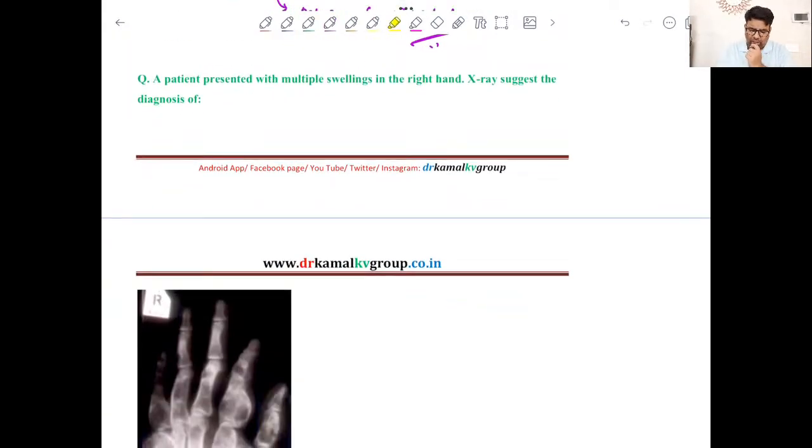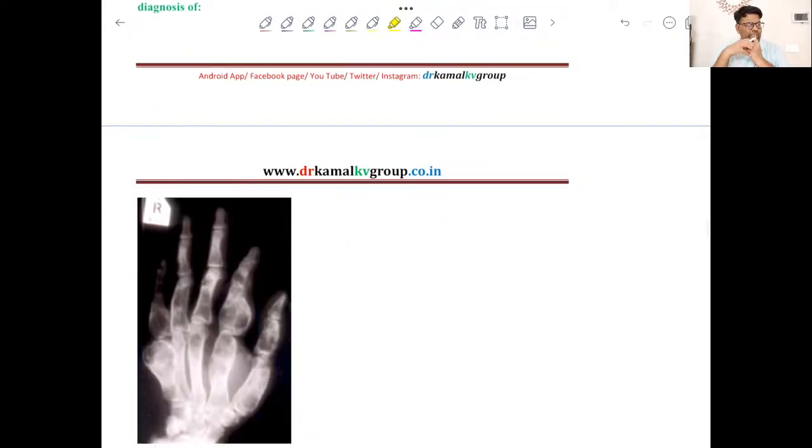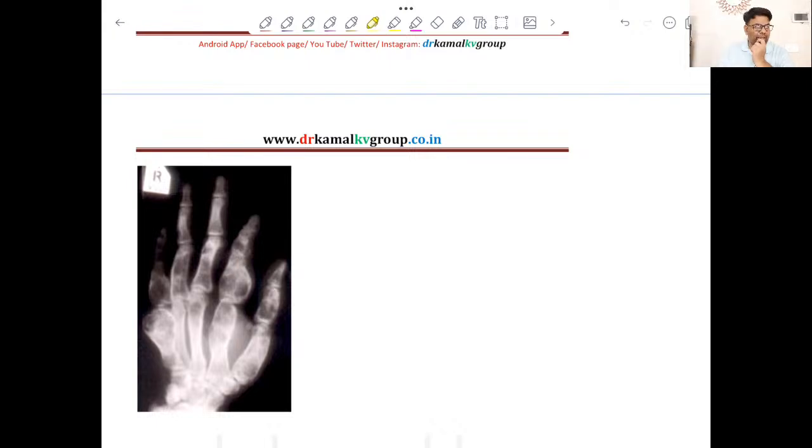Now next question, a patient has multiple swellings in the hand, right, and the x-ray is given. Now what can be the diagnosis? Look at the x-ray and you can see, the answer is very easy here. You can see expansile lytic lesions, right? What can be this? Involving so many bones. Metacarpals, phalanges. Yes, it can be multiple.